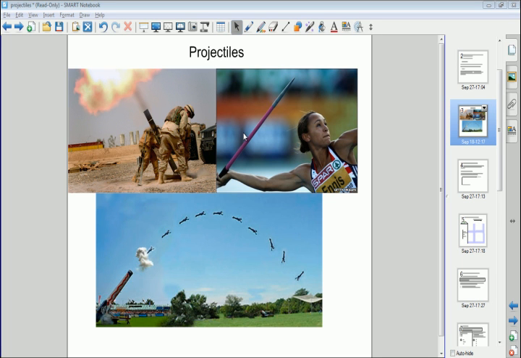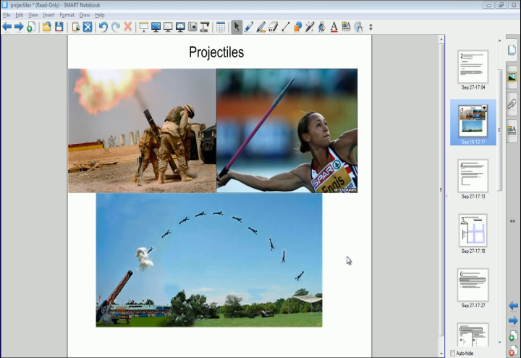Hello, this video is about projectile motion. I'm going to start by looking at these three real-life examples of projectile motion. Here we have a couple of soldiers firing off a mortar round, which is obviously going up in this direction into the air. Jessica Ennis over here throwing her javelin. And at the bottom here we've got a human cannonball who is being fired from this cannon and producing this beautiful symmetrical arc in the air as he flies through the air.